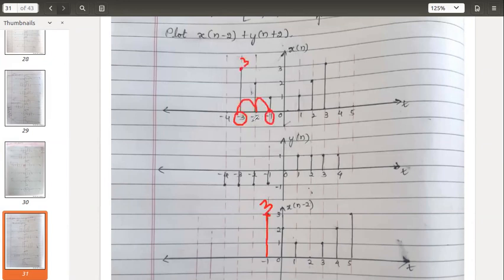Then coming to the next point, -2. Check the amplitude, it is 2. Shift this 2 amplitude by 2 amounts. 1, 2. It will come now at 0. Draw that. Then take the next point, -1. Amplitude is 1. Shift this, 1, 2. So it will now be at 1. So at 1, draw this.